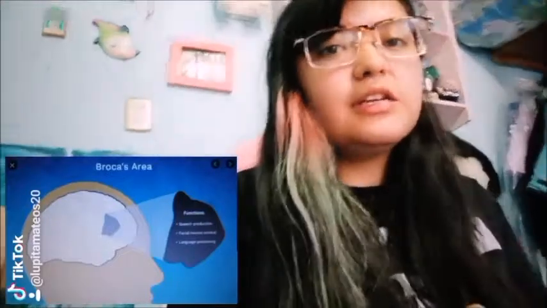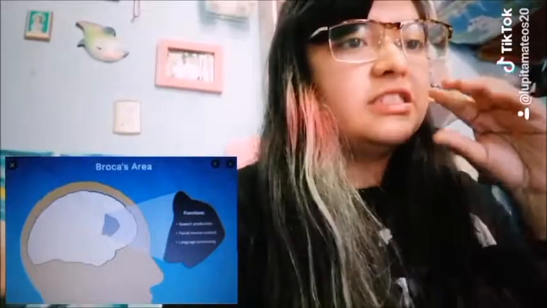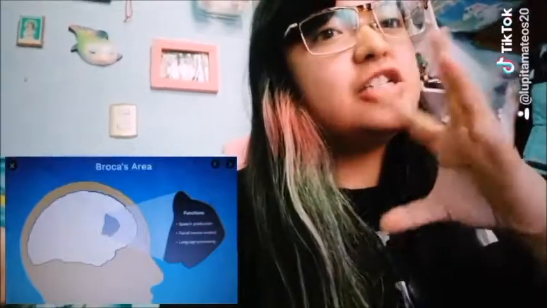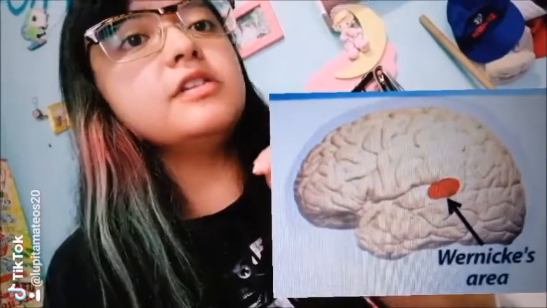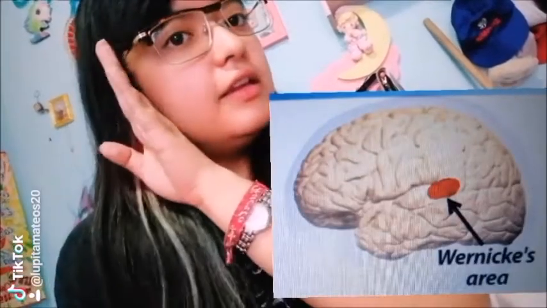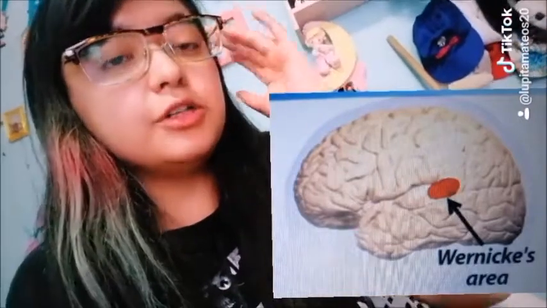Broca's area is located in the frontal left lobe, which is responsible for speech production and articulation of the words. Wernicke's area is located in the left temporal lobe, associated with language development and control of the comprehension of language.